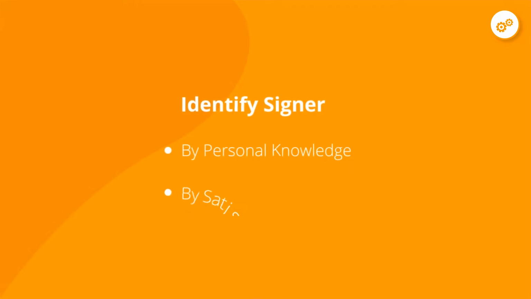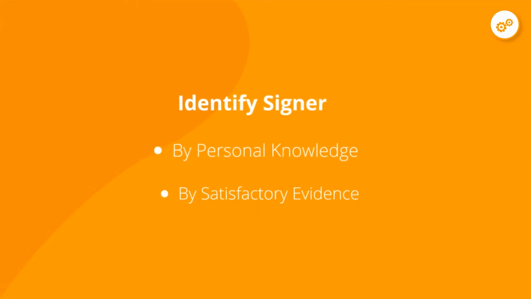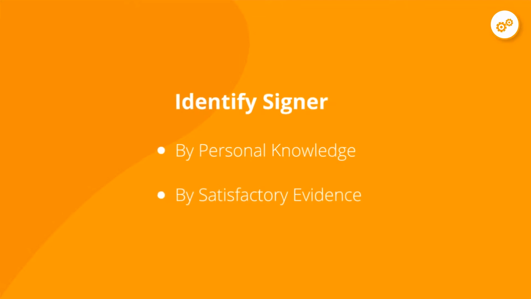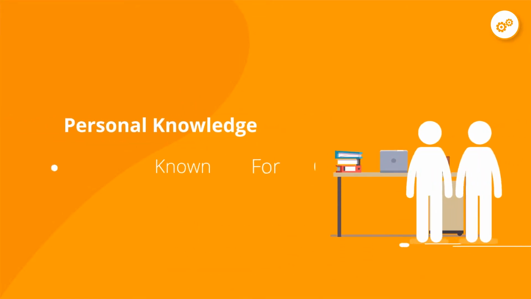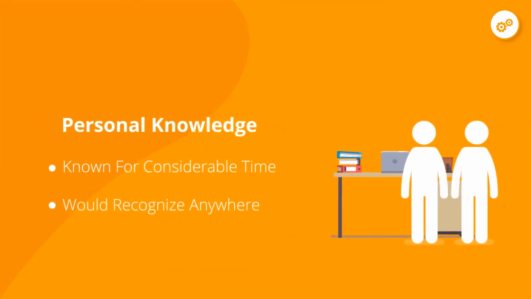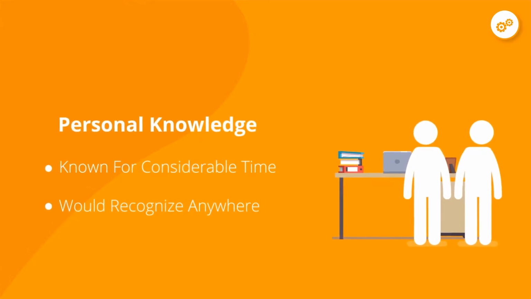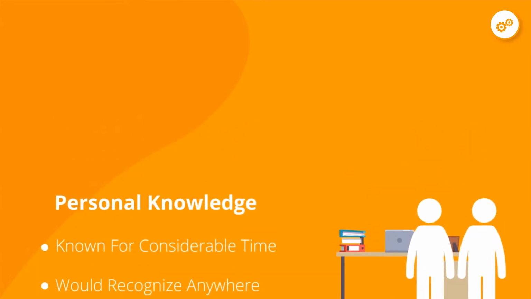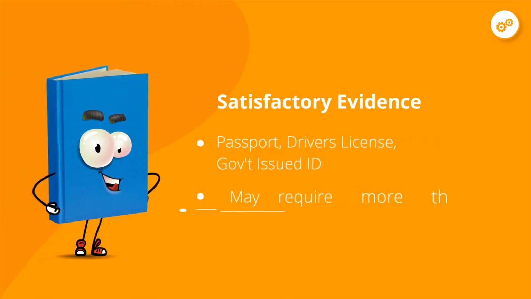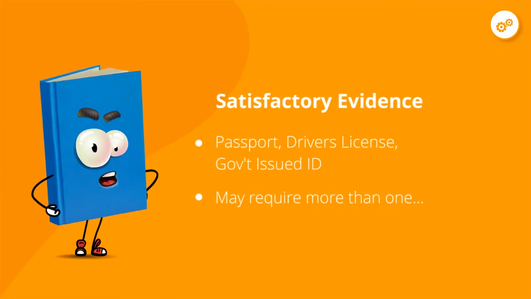3. Identify the signer. You have 2 options for properly identifying them: personal knowledge or satisfactory evidence. If the person is someone you have known for a considerable period of time and you would recognize anywhere, this is considered to be personal knowledge. If you do not have personal knowledge of the signer, you must use satisfactory evidence to identify them.